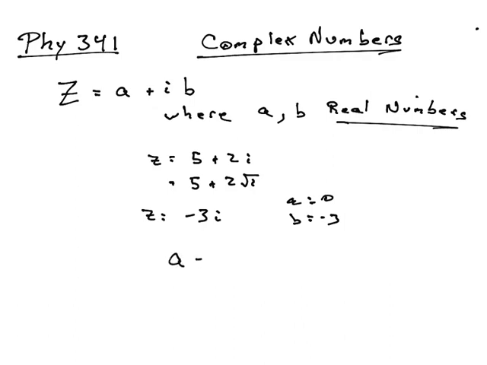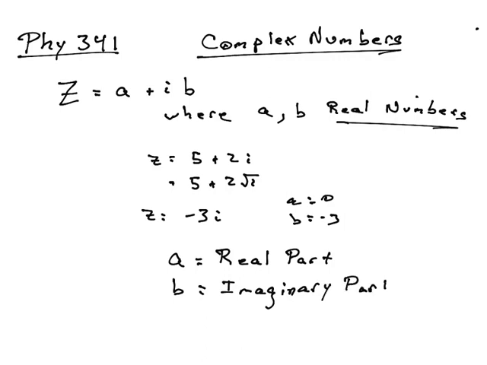Turns out a we call the real part of the imaginary number z, and b is called the imaginary part. Which makes sense, right? a has no i on it, so it's just the real number a. And b is a real number, but is being multiplied by this imaginary number i, so we call b the imaginary part of the complex number z. Now notice, this is not i times b, okay? Just b.